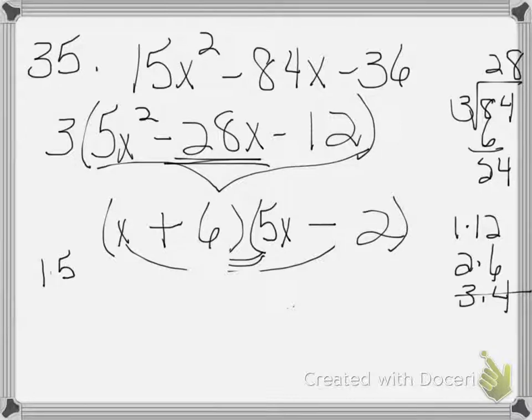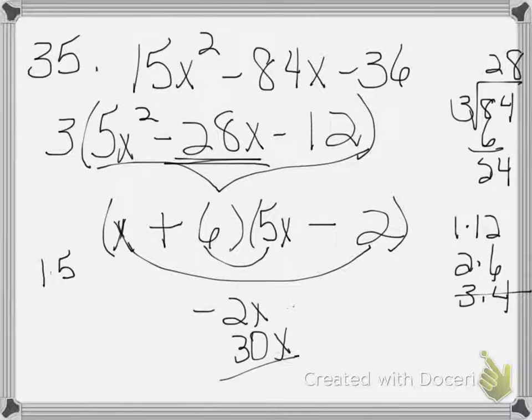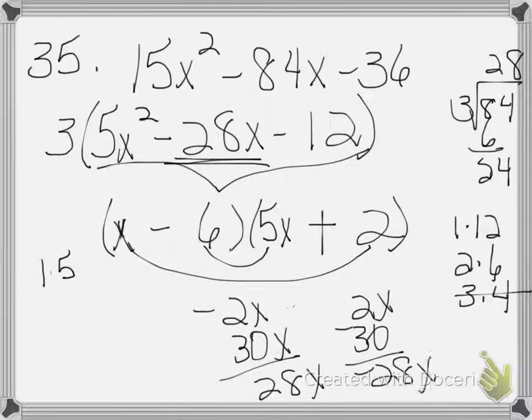So now my outside is a negative 2x. My inside is 30x, which is 28x. I need a negative 28x. So I'm just going to switch the sign, make that a positive, and make this one a negative. Now let's check once again. That's 2x minus 30x, which is negative 28x.